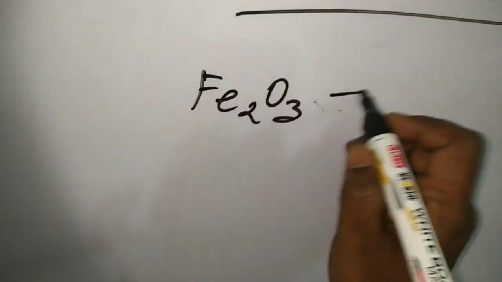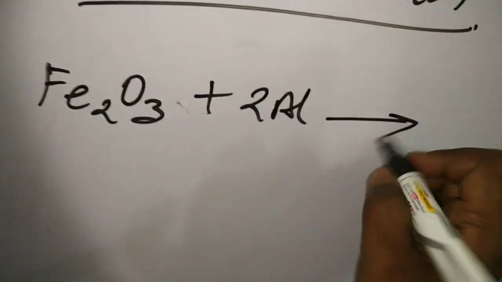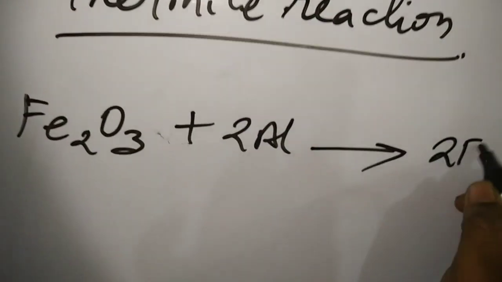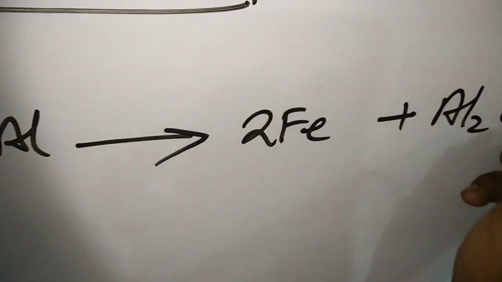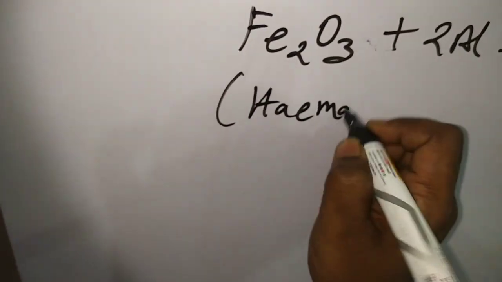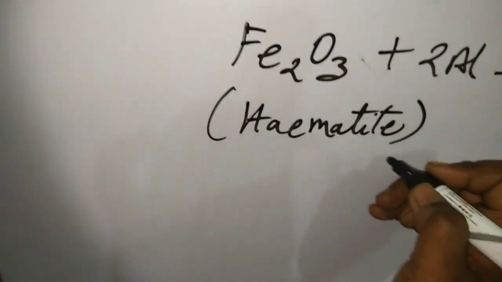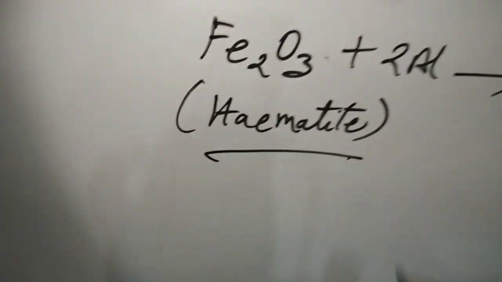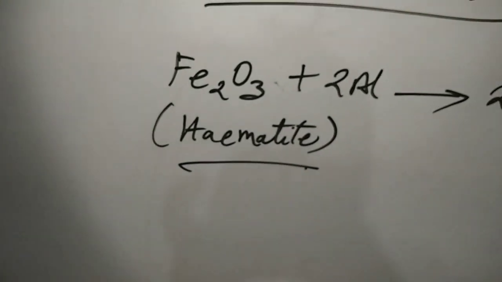When it reacts with aluminium, it is forming 2Fe and Al2O3. Okay students, this Fe2O3 is known as hematite, the common name for Fe2O3.